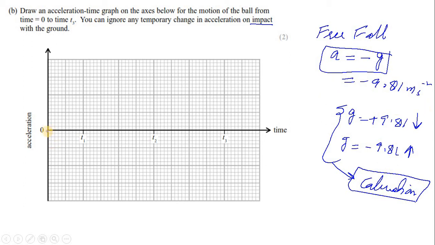So we draw a horizontal line and it remains constant. Remember, it remains constant, it is not changing. We can choose any suitable position for 9.8 since it is not given. So let's say this is minus 9.81 meters per second squared, and then you draw a horizontal line starting from 0 till t3. So that's how you draw the acceleration-time graph for a bouncing ball. Remember, this is the graph when you ignore the time of impact.